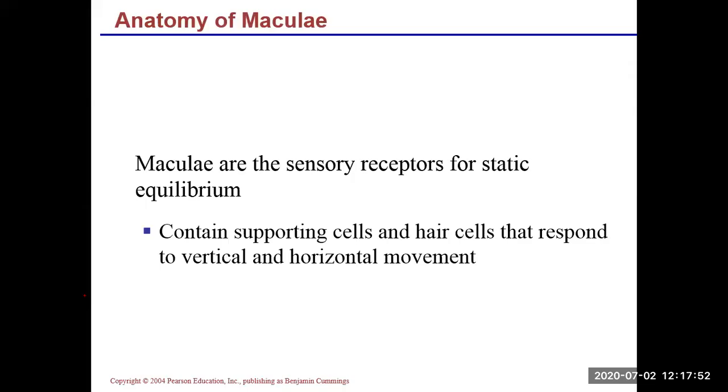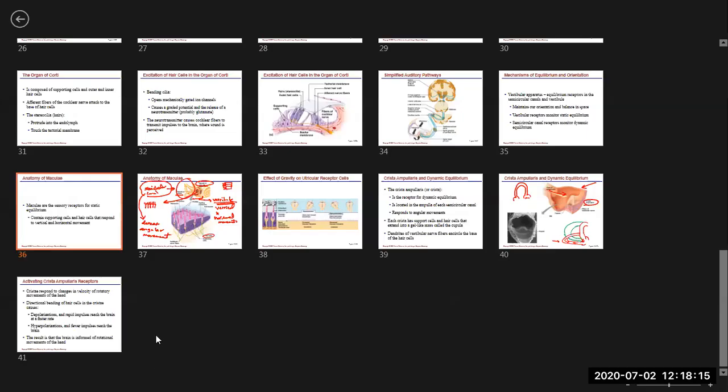I wanted to talk a little bit about the macula. These are the receptors for the static equilibrium, and there are a lot of supporting cells nearby, but most likely they are involved in detection of vertical and horizontal movement. All right. Again, what does that mean? Vertical and horizontal movement. Let's go take a look.